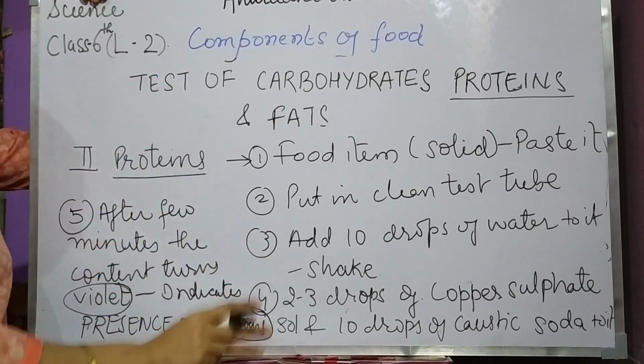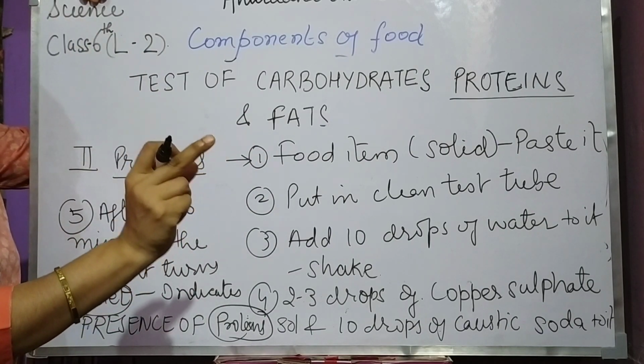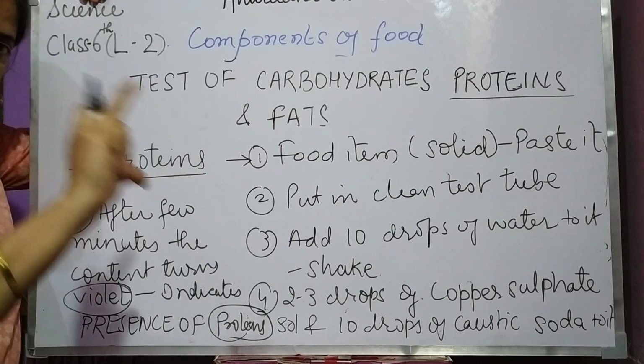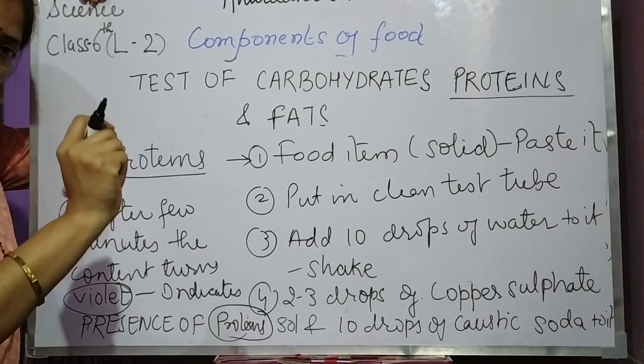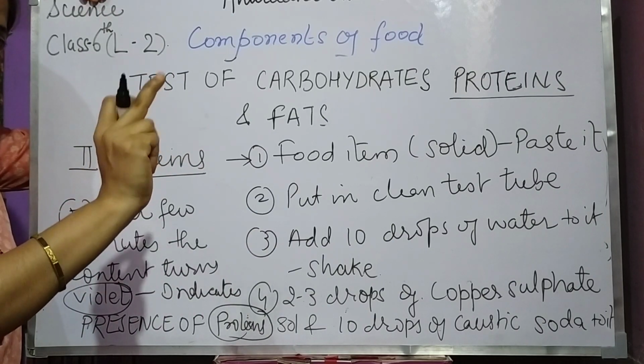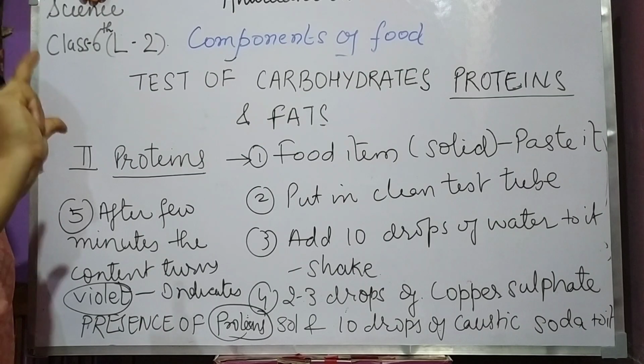Again, I will just revise it. You have to take a food item which you have to test. Put it in a clean test tube. If it is solid, put some 10 or 12 drops of water. We will dilute it. Then add. After that we will shake it.